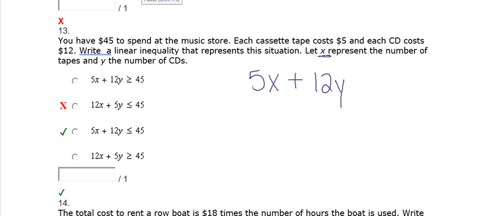12y, and you have $45 to spend. So it looks again like you just mixed up the variables. Let x represent the number of tapes. Tapes are 5, and y is the number of CDs. CDs are 12y, and you can't go over $45, so it has to be less than or equal to 45. It looks like you just mixed up the variables.